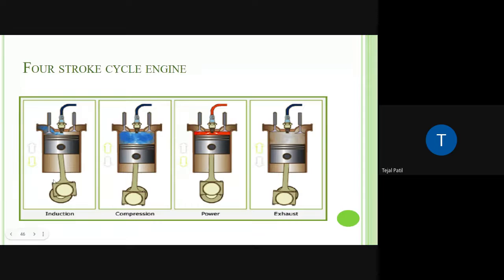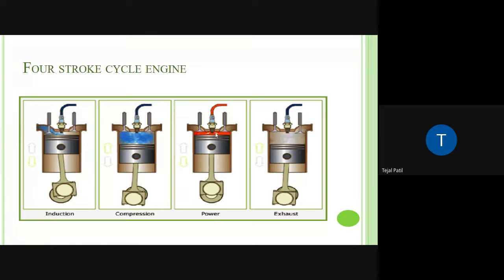Okay, now vice versa. What if you are using the petrol in a diesel engine? Now we are taking the air, and instead of the spark plug there will be an injector. So in that case you are going to inject a high pressurized petrol inside this chamber.